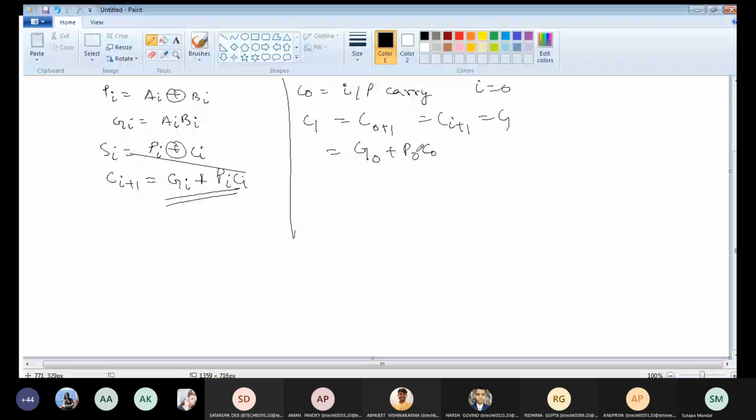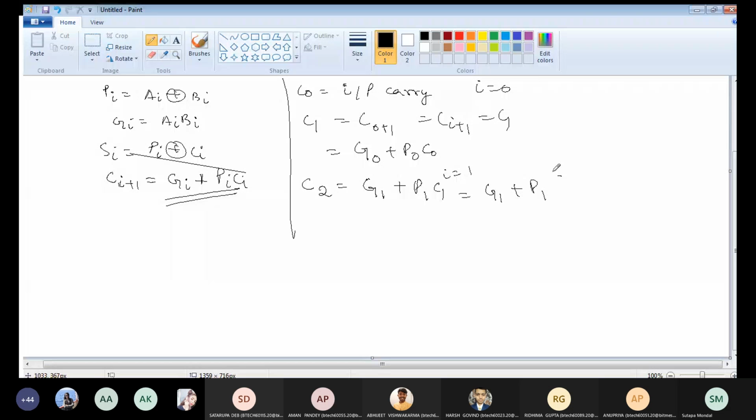Similarly for C2, what will it become? For C2 what will we write? That is G1 plus P1 C1. You just put I equals 1, so 1 plus 1 equals 2. So how will you write this one? G1 plus P1 C1. You can write it like this: G1 as it is, P1, and instead of C1 you write this value, that is G0 plus P0 C0.